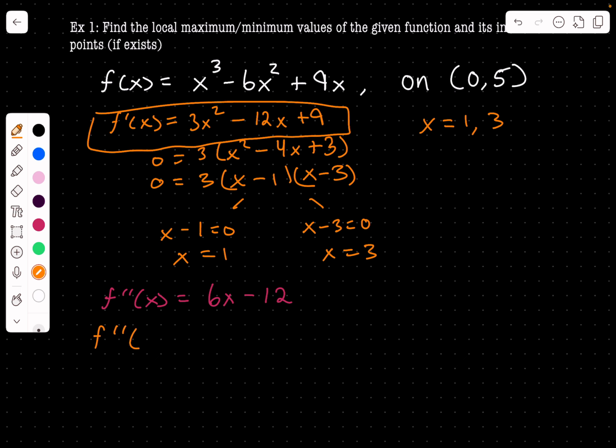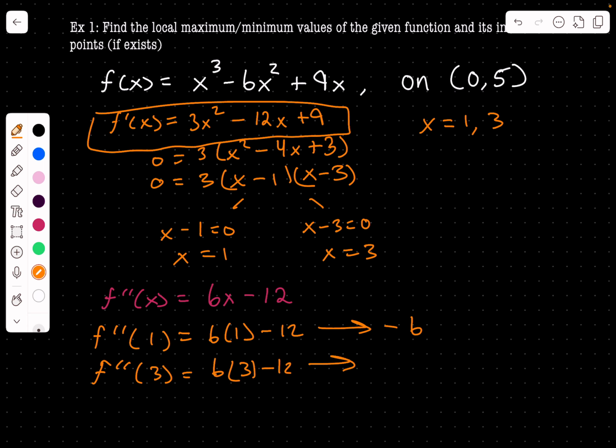Let's do that now. Let's do our 1 first. So when we plug in 1 to our second derivative, we get 6 times 1 minus 12. That just gives us a negative 6. Then when we plug in f double prime of 3, we get 6 times 3 minus 12. This is going to give us a positive 6, okay?